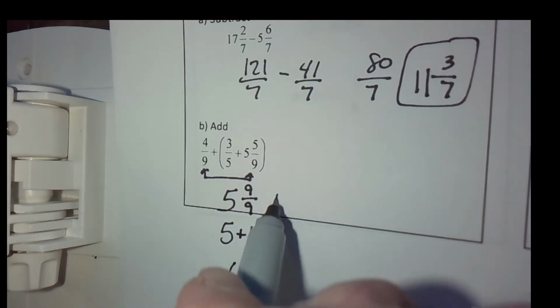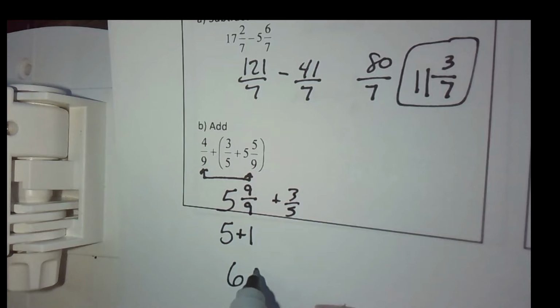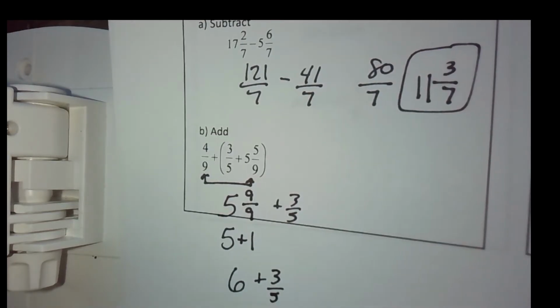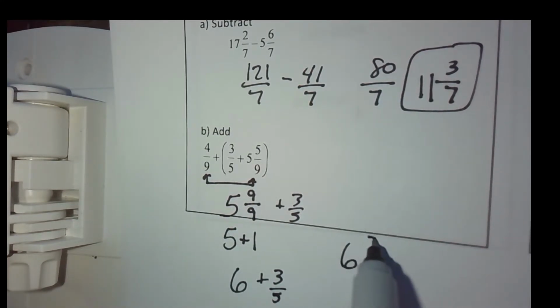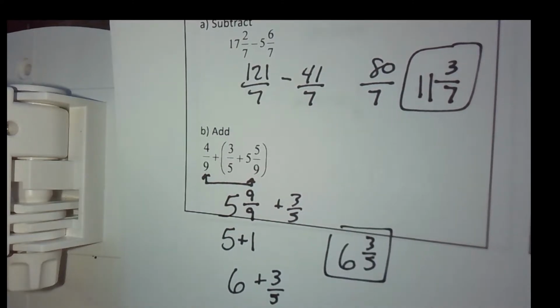And then I have this 3/5 here. So it's really 6 plus 3/5, which is just 6 and 3/5. Okay, so you could do it making everything over 45 if you wanted to get a common denominator, but sometimes you just sort of have to look at the problem and see what's going to be the easiest way to work it. Okay, so let's go on and look at that next one.